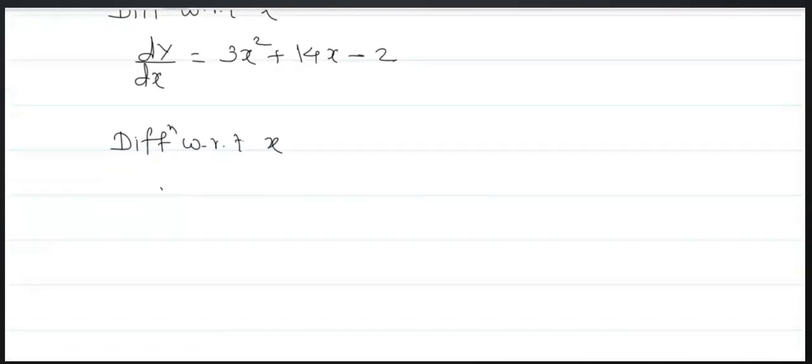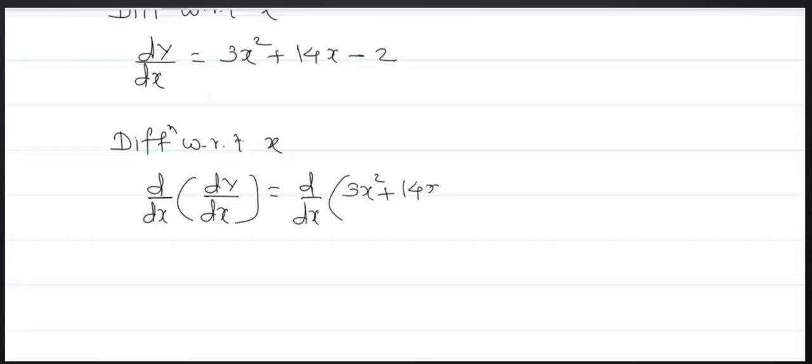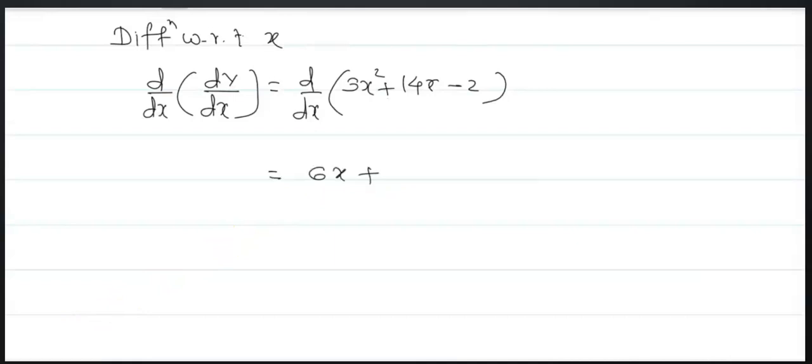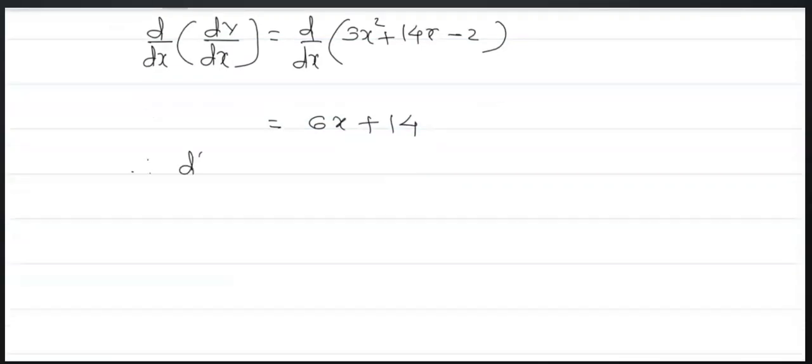Now differentiate again with respect to x. Therefore d by dx of dy by dx is equal to d by dx of 3x square plus 14x minus 2. The derivative of 3x square: the power is reduced and 2 comes here, that is 3 into 2, 6x, plus 14. Again the derivative of the constant is 0. Therefore 6x plus 14 is the second order derivative, and hence d2y by dx squared is equal to 6x plus 14.